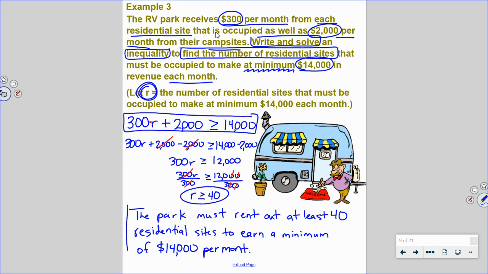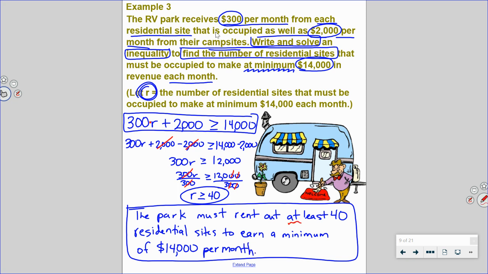So while that's a good inequality, this is really what tells us the answer to our question. The park must rent out at least 40 residential sites to earn a minimum of $14,000 every month. How about that, huh? Again, I chose to use the word phrase at least, but surely you can figure out a different way. You could have said 40 or more. You could have said no less than. So there's a number of different ways to write this.